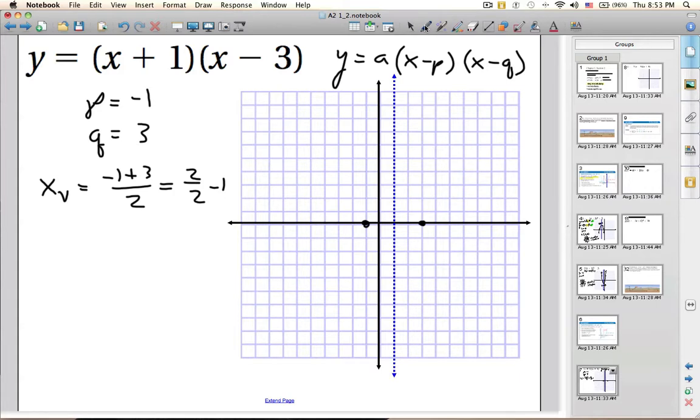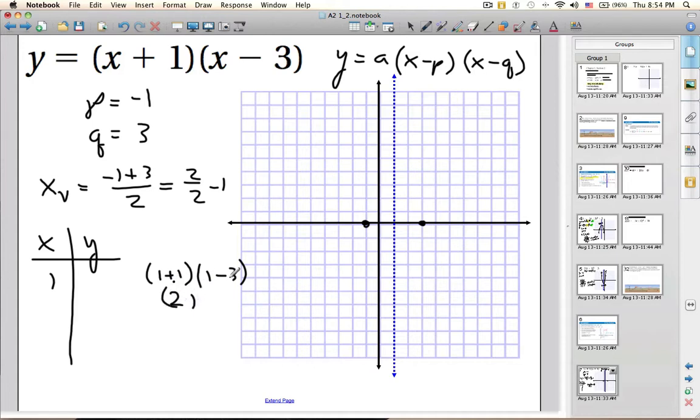To find my y-coordinate, I have an x-coordinate, 1. I'm going to plug it in, so I'll have (1 plus 1) times (1 minus 3). 1 plus 1 is 2. 1 minus 3 is negative 2, so here we'll have negative 4. So there's my vertex. It's at 1, negative 4: 1, 2, 3, 4.